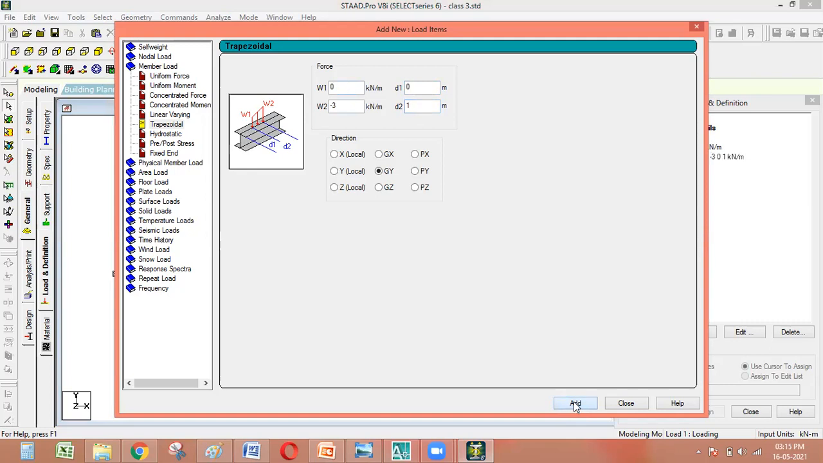You add. Then from 1 meter to 4 meter, what are the values? W1 will be -3 and W2 will be 0, which you know. So therefore D1 becomes 1 now. D1 is 1 where you get W1, which is maximum. And at the end, that is at 4 meter, you have 0. Therefore D2 is 4 meter. Okay.